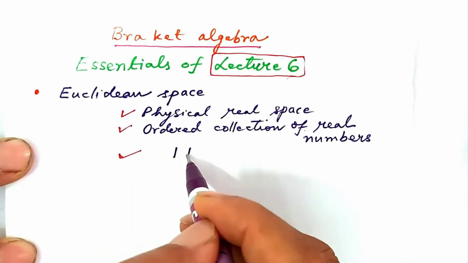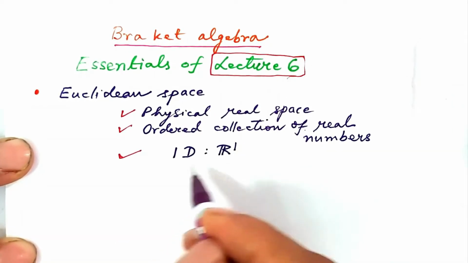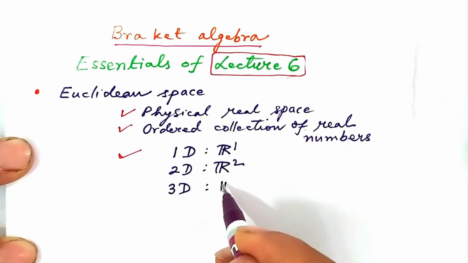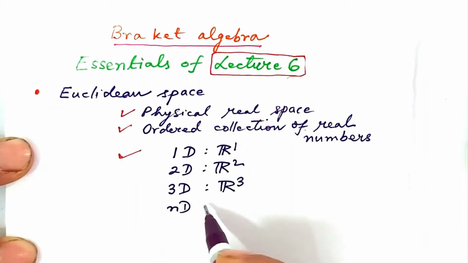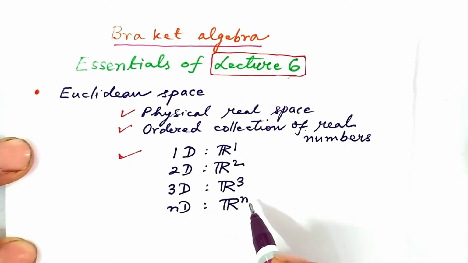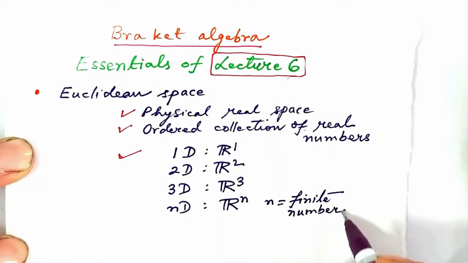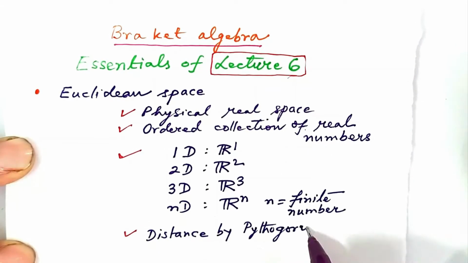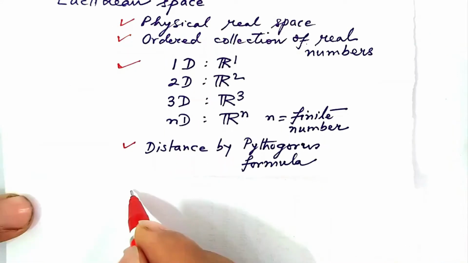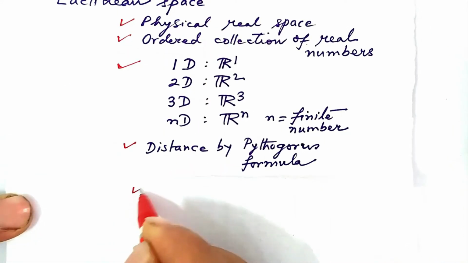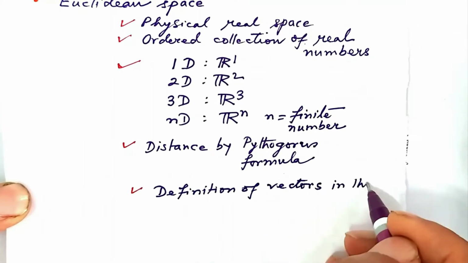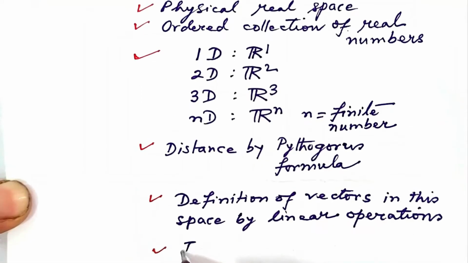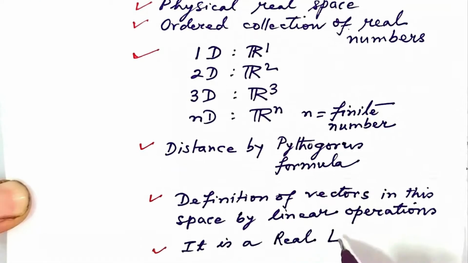The space may be one-dimensional denoted by R1, or two-dimensional denoted by R2, three-dimensional represented by R3, or n-dimensional which we denote by Rn, where n is a finite number. In Euclidean space, distance is defined and measured by Pythagoras formula. With the help of scalars or numbers or components, we can present a definition of vectors in this space and connect them by linear operations. Euclidean space is a real linear vector space.